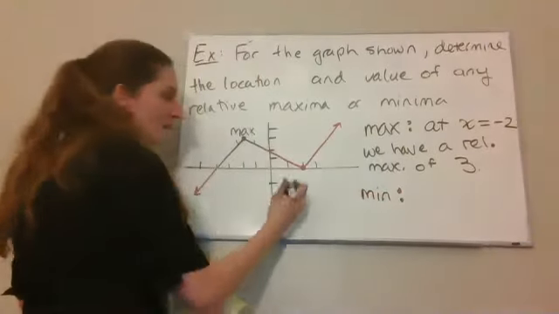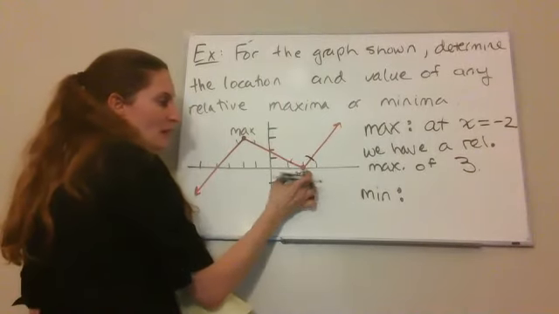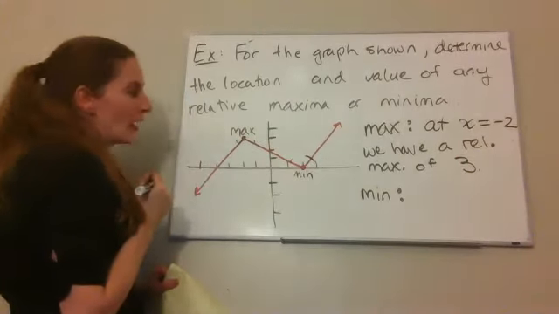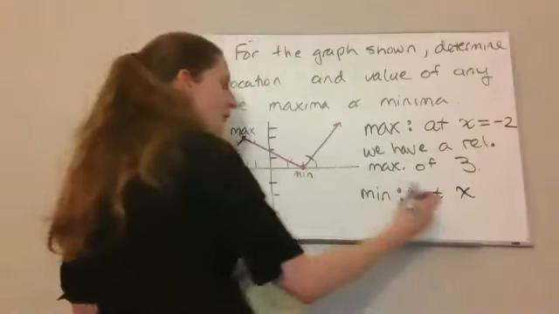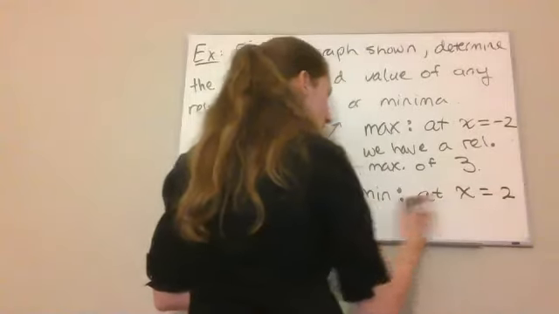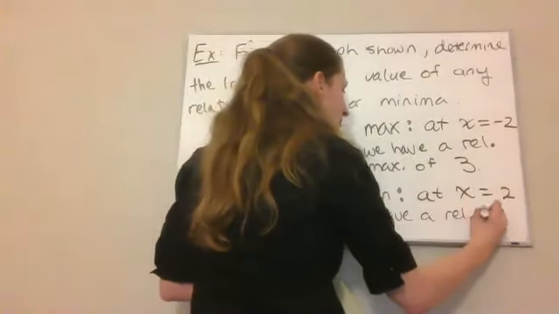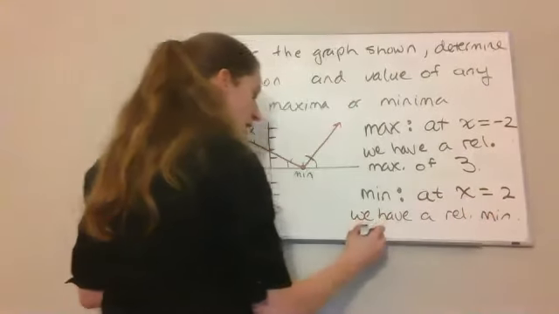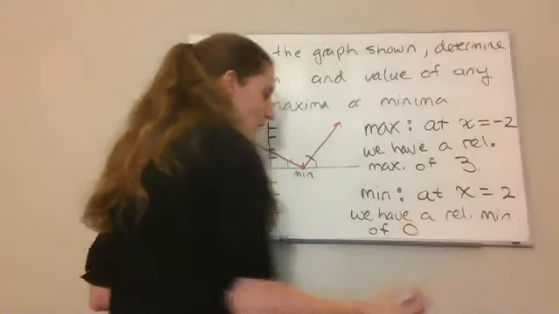Similarly, for the minimum, well, I can see this is my minimum here because in that little neighborhood, it's the lowest point on the graph. So the location is at x equals +2. We have a relative minimum of the value, my y-coordinate, which is 0.